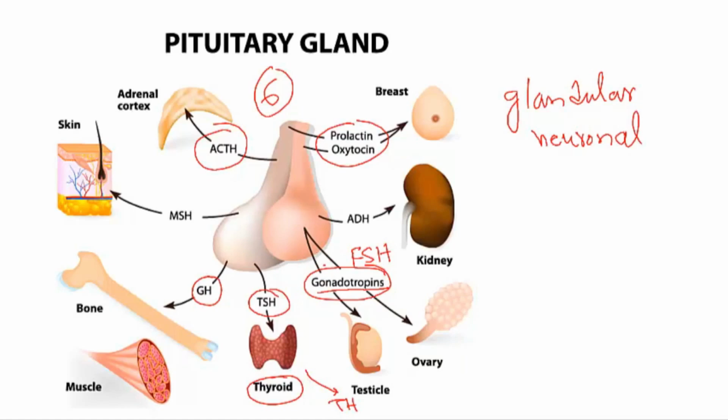By secreting follicle stimulating hormone, it targets the testicle or ovary in case of male and female respectively. In this case, in the female, it stimulates the growth of follicles in the ovaries and the production of estrogen. Okay. And in males, the target is the testis. In that case, it stimulates the sperm cells and the production of sperm.